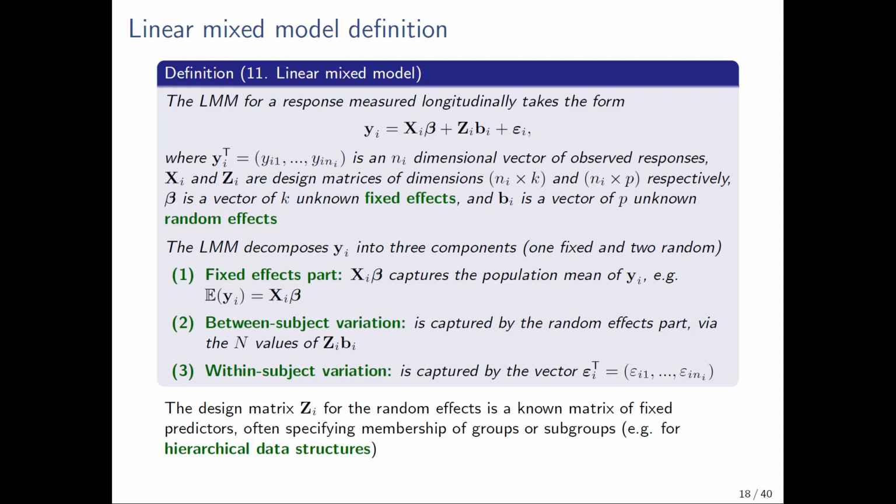So the linear mixed model is decomposing the response into three components, one fixed and two random. First, we have the fixed effect part, X_i beta. This captures the population mean of y_i. Second, we have between subject variation. This is captured by the random effects part, Z_i b_i, and then we have within subject variation, which is captured by the error vector, epsilon_i. Note that the design matrix Z_i for the random effects is a known matrix of fixed predictors, something that we observe, often specifying membership of groups or subgroups, for example, in a hierarchical data structure.